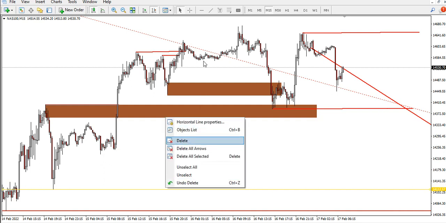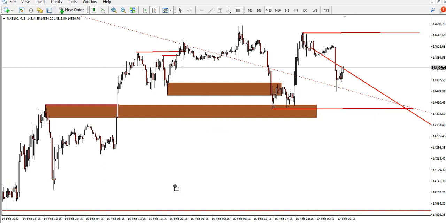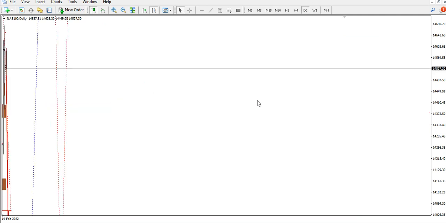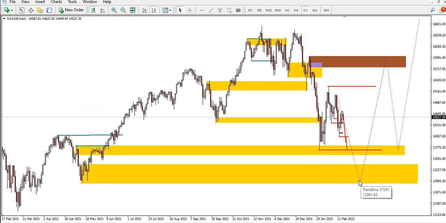Let me use this rectangle. Your third entry sell will be here, after price breaks this order block. So you have 1, 2, 3, and then your take profit. Another entry will be here: after price breaks this, it will come back to mitigate it. So this will be your fourth entry, and this will be your take profit. So that is what I'm seeing on NASDAQ.